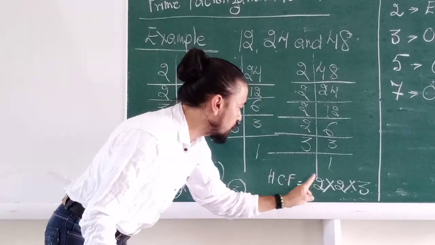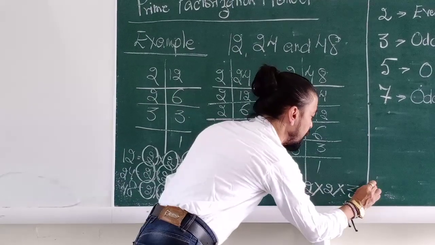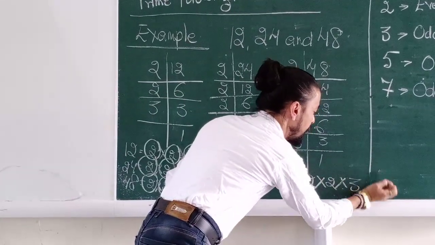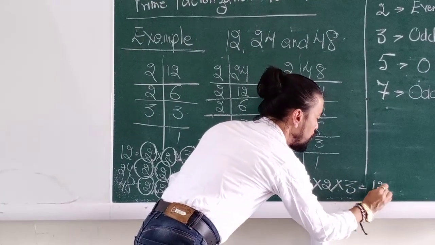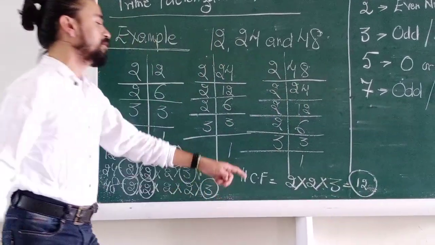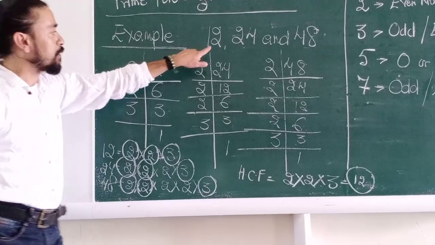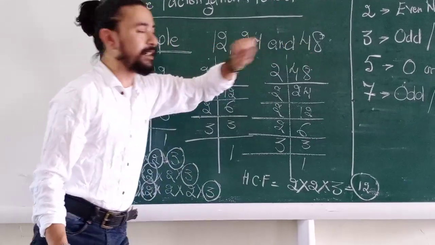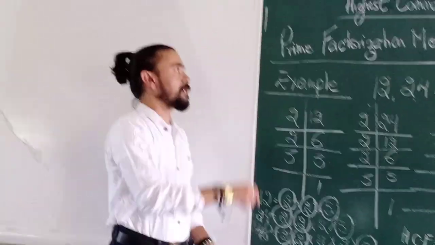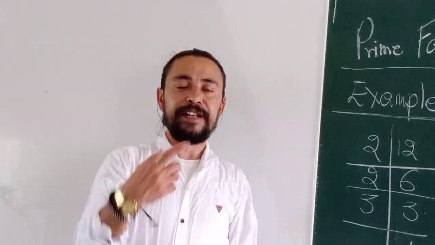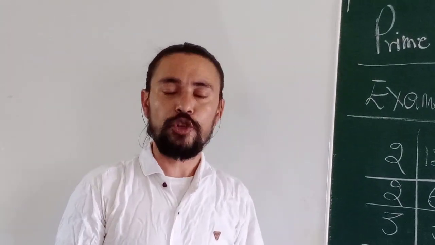So now what's my answer? 2 2s are 4 and 4 3s are 12. And I have found the HCF, that is the highest common factor of the numbers 12, 24 and 48. This is the prime factorization method. The next video I will show you the short division.